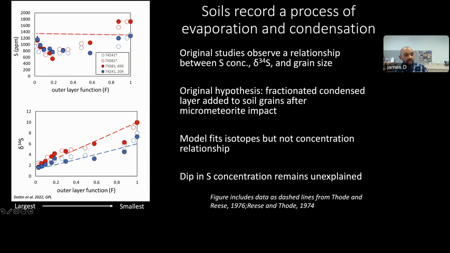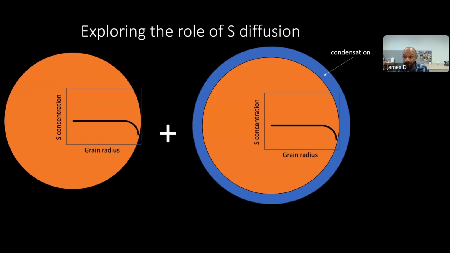And so one of the most puzzling observations back when we started looking closely at this data is that there is a dip in the sulfur concentration as you go from large to small grains, and then it upticks again. This was one of the weird observations, particularly with the sulfur concentration, that we decided to look further into by performing some diffusive models.